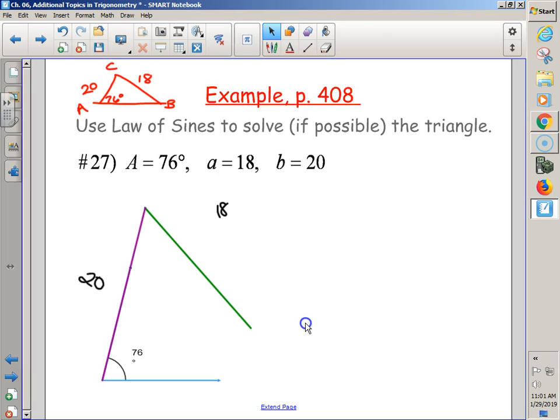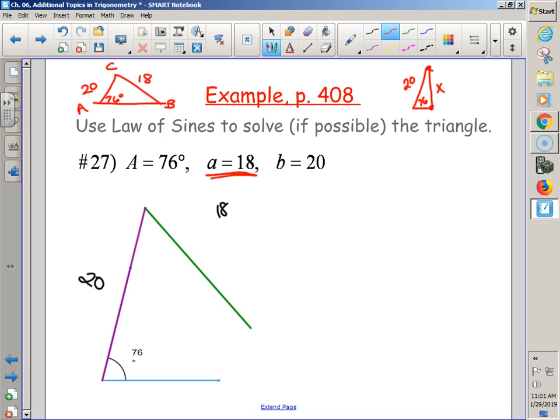Do you guys know the shortest distance between any two objects? Straight line, right? Here's your angle of 76. What's the shortest distance from top to bottom? It would actually be a right angle. It would actually be a right triangle. Now remember, no guarantees it is a right triangle. What's the shortest possible distance if I had 20 for this opposite side? I know they told me this is 18. But what would be the shortest distance? You could pretend it was a right triangle to figure out the shortest distance.